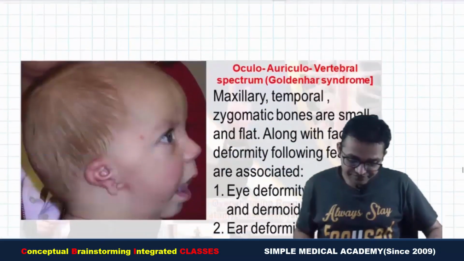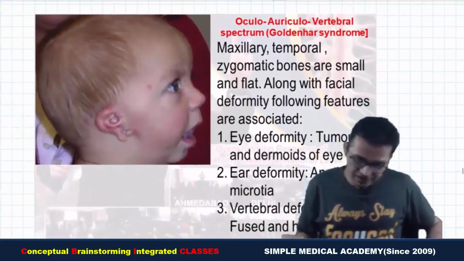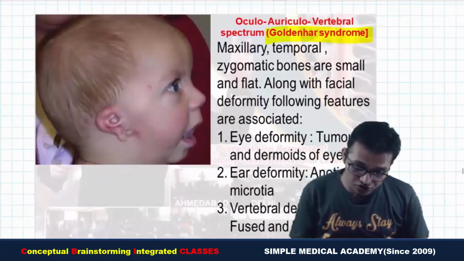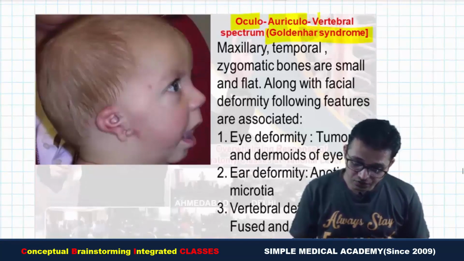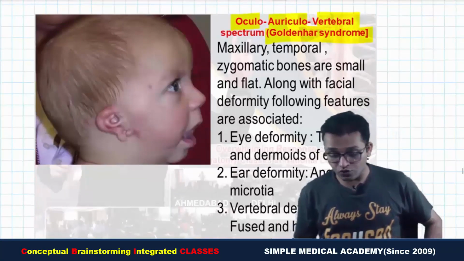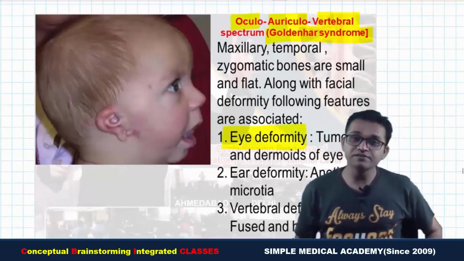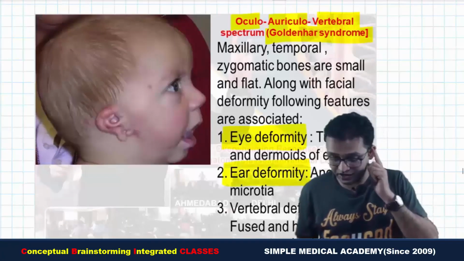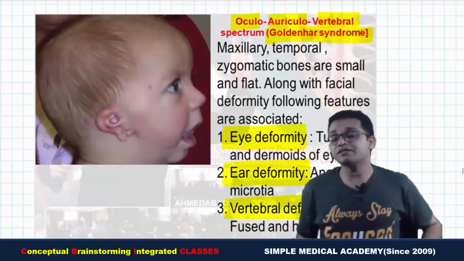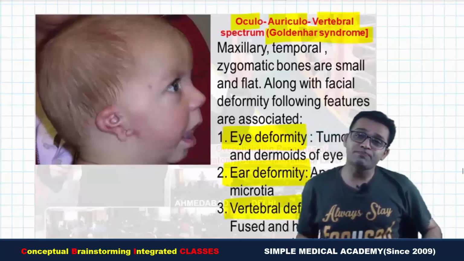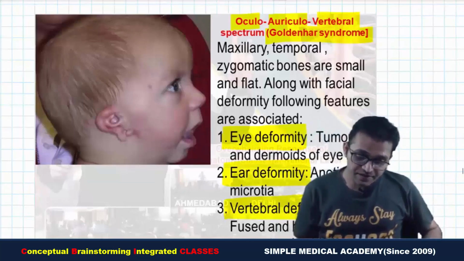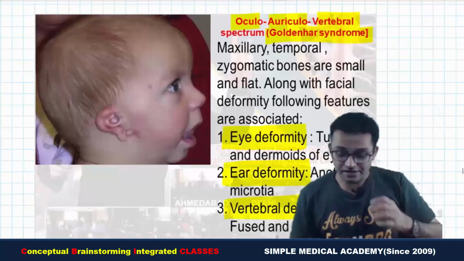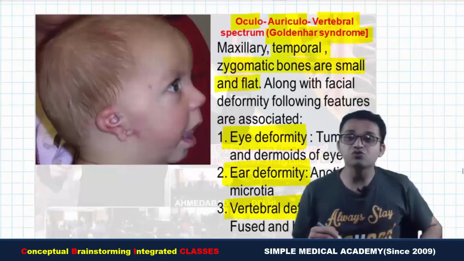Now see here, there is another syndrome given in your standard embryology book, that is Goldenhar syndrome. It is also known as the oculoauriculovertebral spectrum. Oculo means this patient will present with an eye deformity, auriculo means an ear deformity, and also vertebral spectrum. That's why these patients present with an abnormal vertebral column. Because this is a first arch related syndrome, the first arch derivatives like the maxilla, mandible and other temporal and zygomatic bones are also very small or flat.